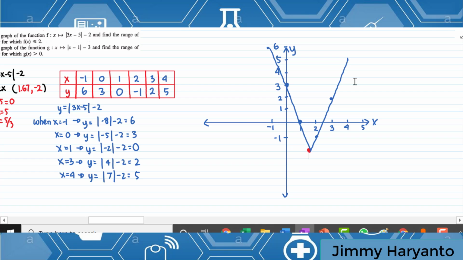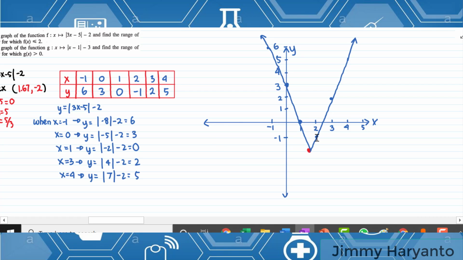There you go. This time, the question doesn't give us the domain, so we cannot stop at x equals -1 and 4. You have to draw arrows on both sides. It means continue. The graph will continue to the left and to the right. So this is our graph, and then the question wants us to find the range of x for which f(x) is less than or equal to 2.